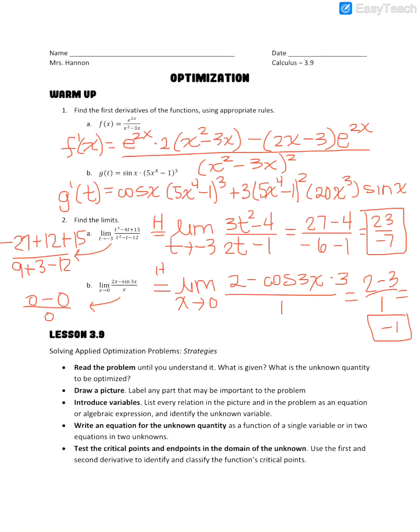Next, we're going to try to draw a picture and label anything that we know. We're going to introduce variables for things that we don't know or things that can change. We're going to write an equation for the unknown quantity, relating everything together, and then we're going to test critical points and endpoints in the domain of the unknown, and we're going to try to find our maxes and our mins.